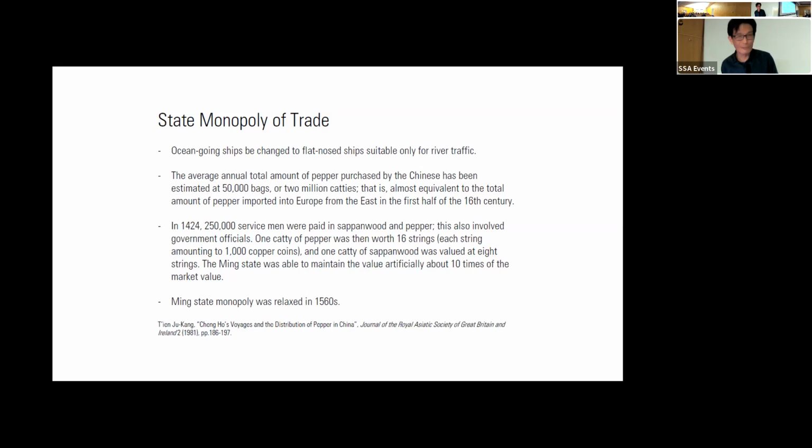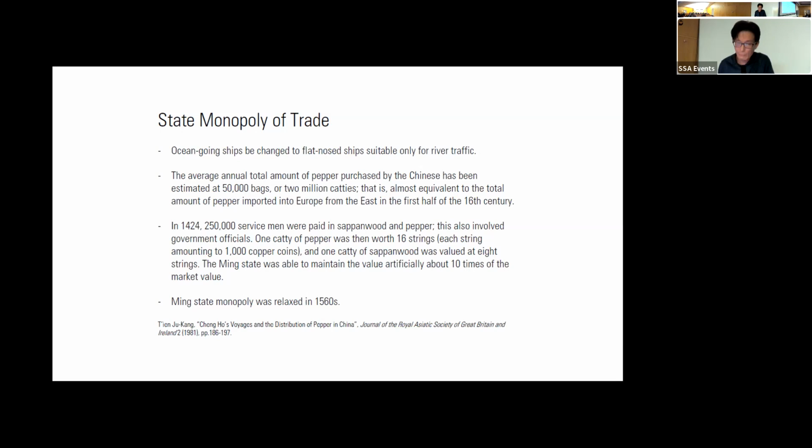For some, more than 250,000 military personnel were paid with black pepper. So by monopolizing and banning private trade in the pepper trade, they were able to get all the pepper and bring it back to China and use it as a currency, because maybe they ran out of money to pay their soldiers. So this is just one example.